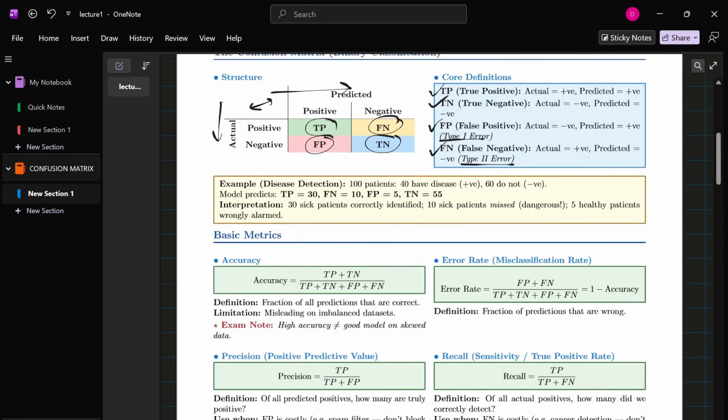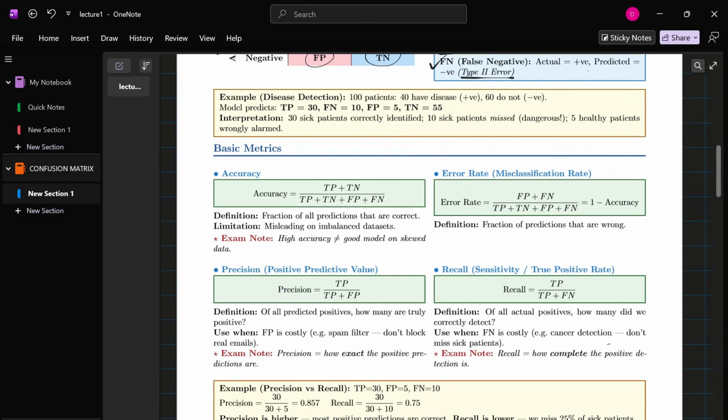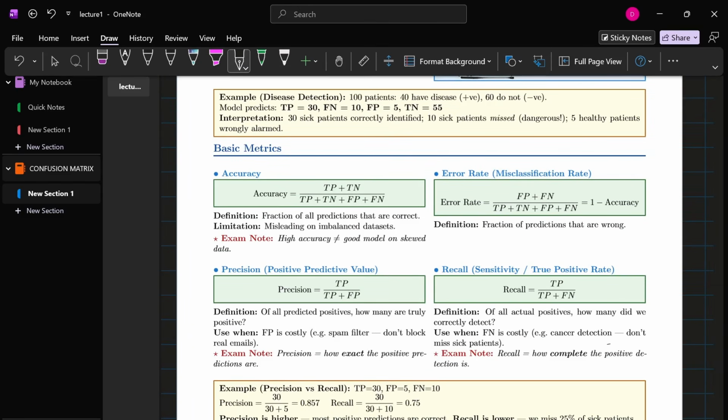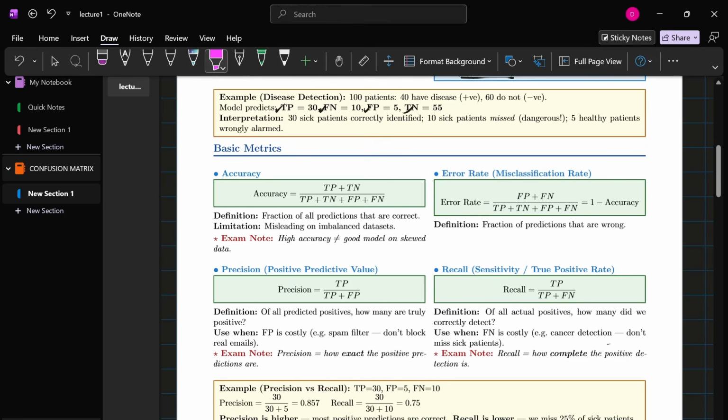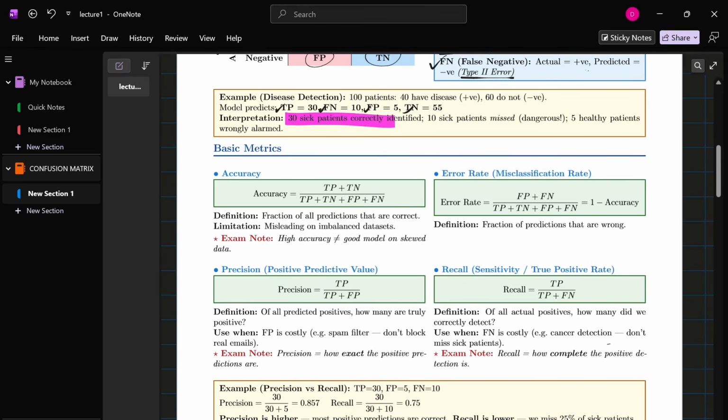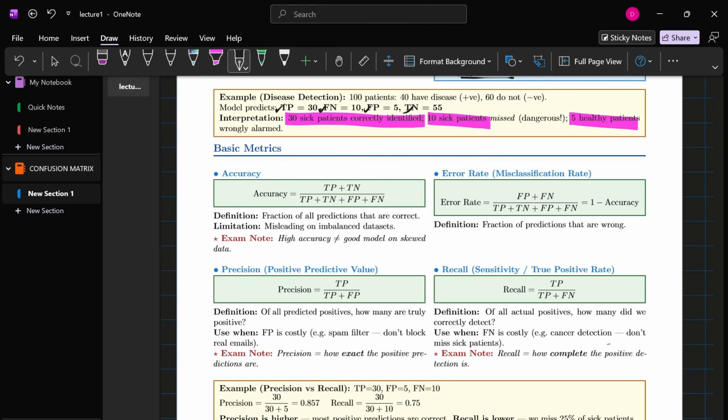Okay, so now let's take an example. For example, we have 100 patients, 40 are sick. The model gets true positive as 30, false negative as 10, false positive as 5, and true negative as 55. So we can see that it caught 30 out of 40 sick patients, missed 10, and raised 5 false alarms. That's the story which accuracy can't tell us. So that's how important this confusion matrix is.